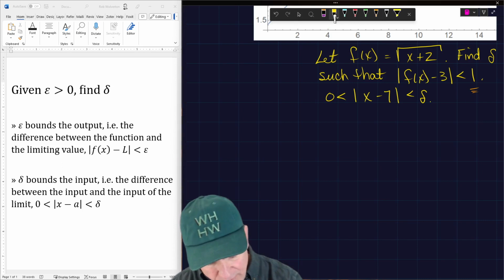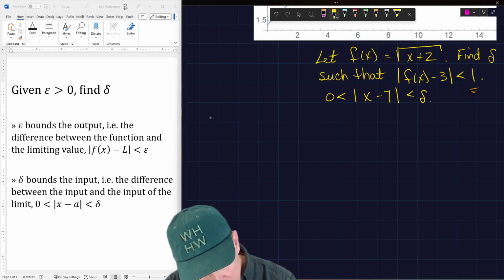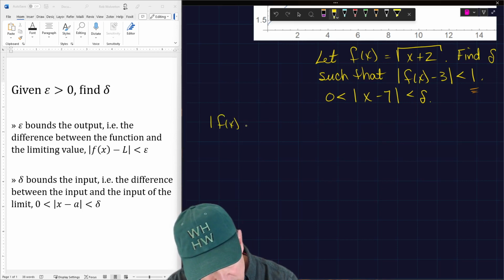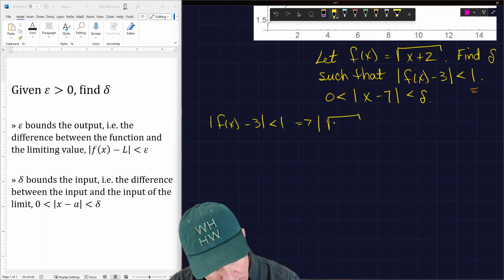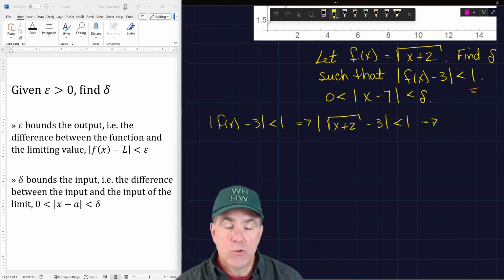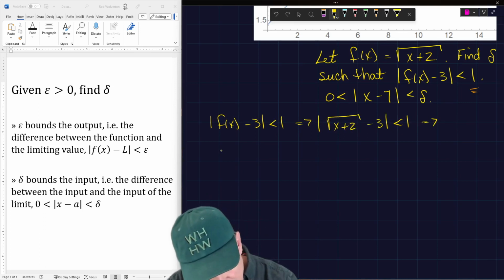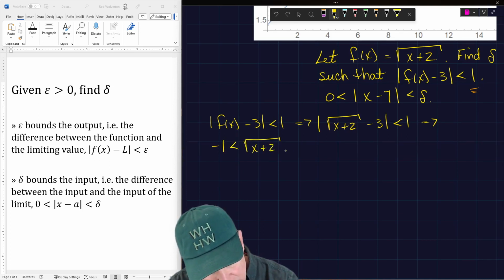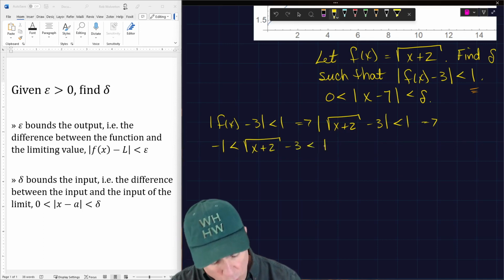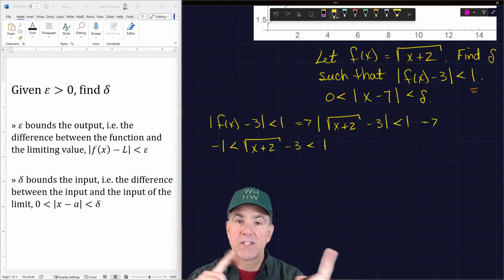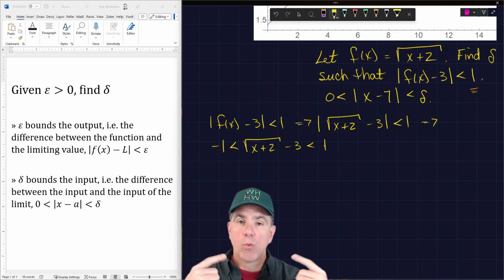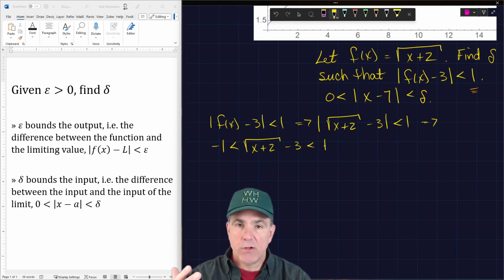So similar to what we did before, we're going to use absolute value f of x minus 3 less than 1. We're going to substitute in square root of x plus 2 minus 3 less than 1. And then we're going to convert this using the definition of absolute value. This becomes negative 1 is less than the square root of x plus 2 minus 3 less than 1. Now we have this inequality. We could break this up into two separate pieces, or we can work on it together. It doesn't matter which of those things you do.